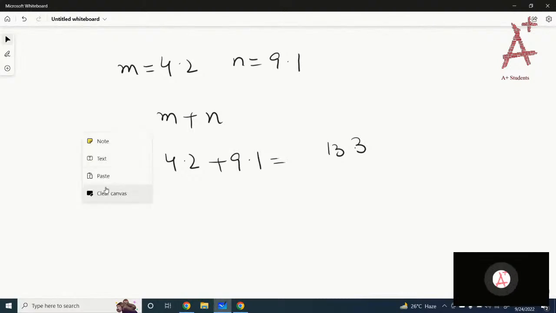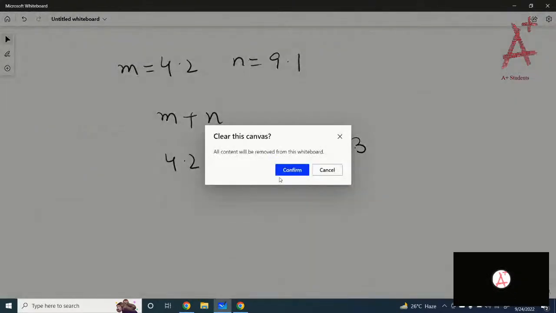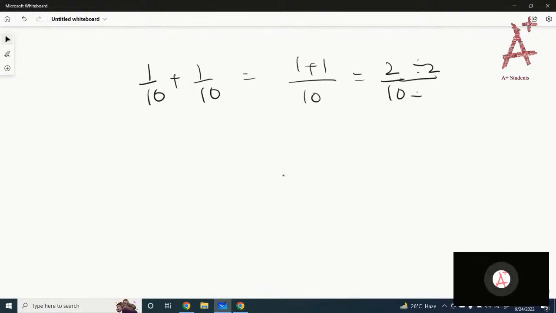Okay, the next one is 1 by 10 plus 1 by 10. So you have two rational numbers that have the same denominator. Just add their numerators. So 1 plus 1 is 2 by 10. You have a common number that can divide both the numerator and denominator. It would be 1 by 5. Select the correct option and click on the OK button.